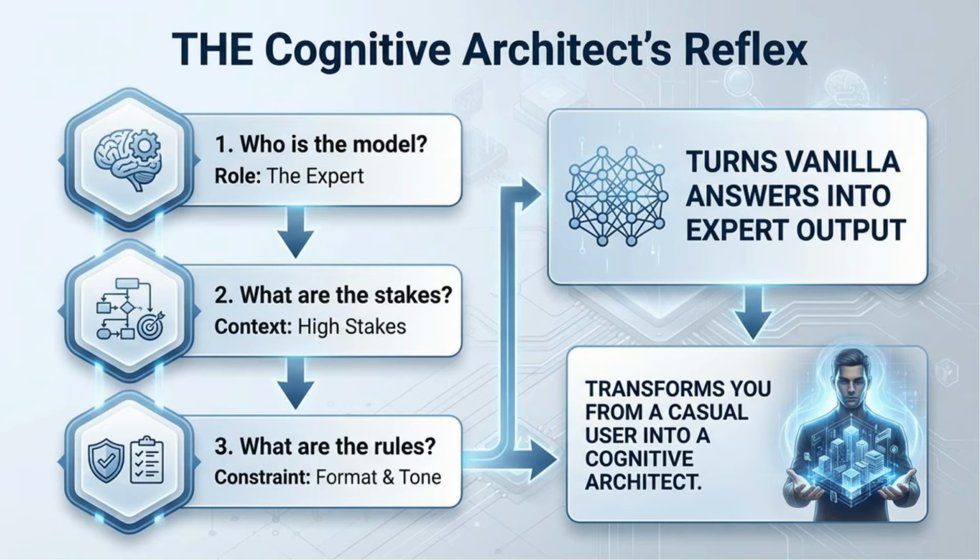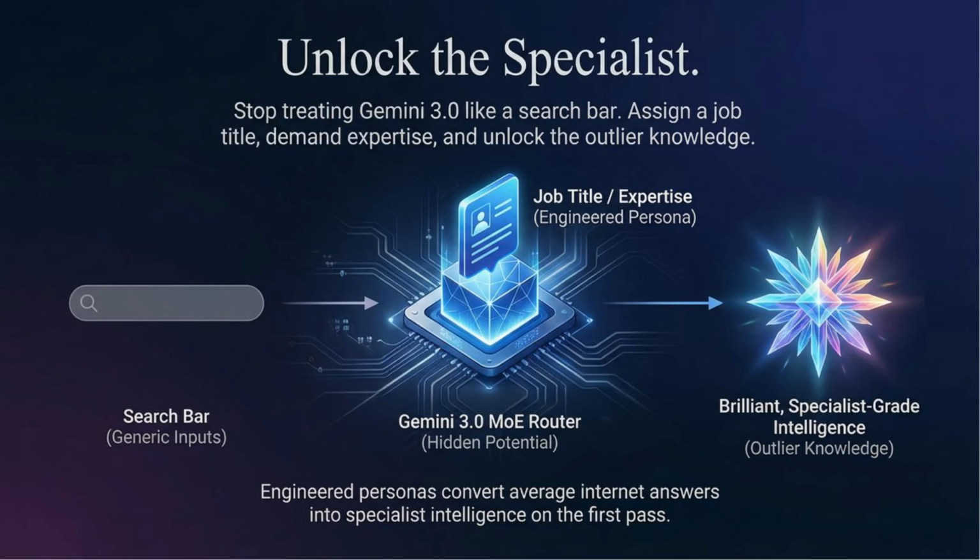Stop accepting the default vanilla personality of the AI. It is the average of human knowledge, and you do not want average results. You want the outlier. You want the expert. Next time you open Gemini, don't just ask a question. Assign a job. Give it a title. Tell it to act like the smartest person in the room regarding that specific topic. The results will speak for themselves.